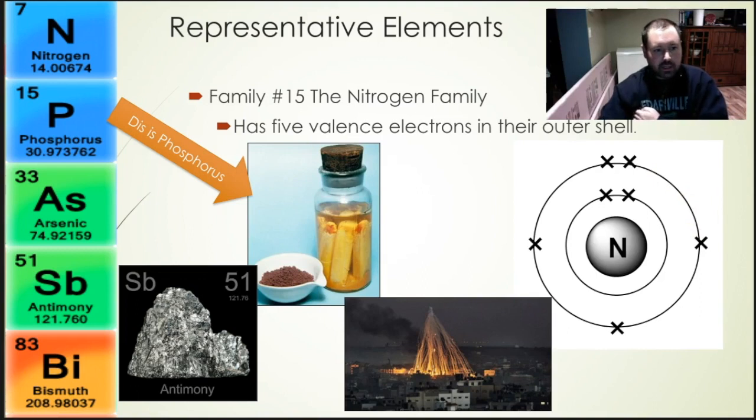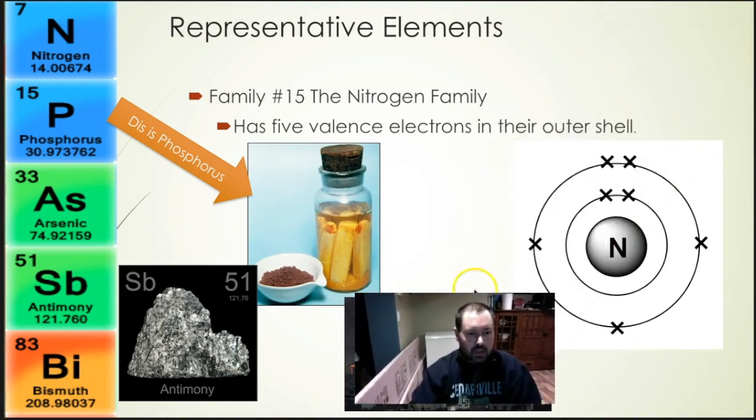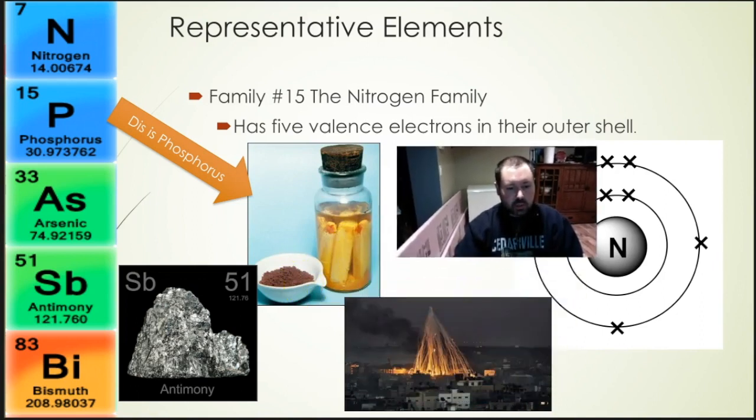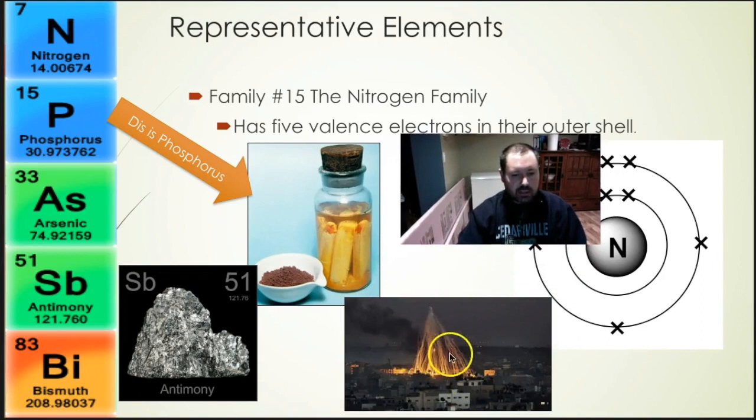Let's talk about family number 15, the nitrogen family. There's 5 valence electrons in their outer shell. And one notable element there is phosphorus. It comes in a white form and it comes in a red form. The red form is on matches, so whenever you light a match, you're using some red phosphorus there. White phosphorus, you got to keep it in oil because when you expose it to air, it instantly burns.